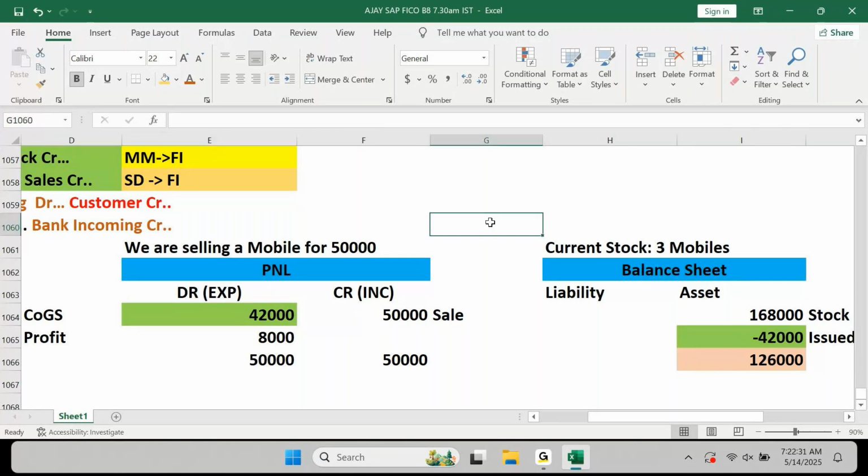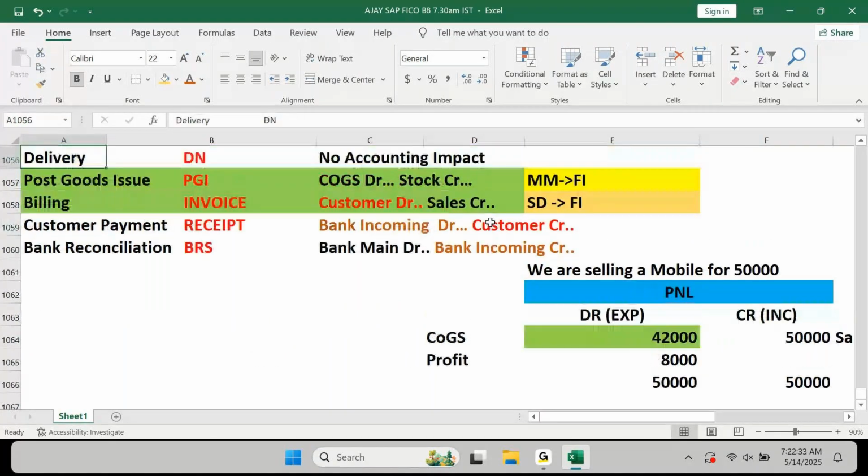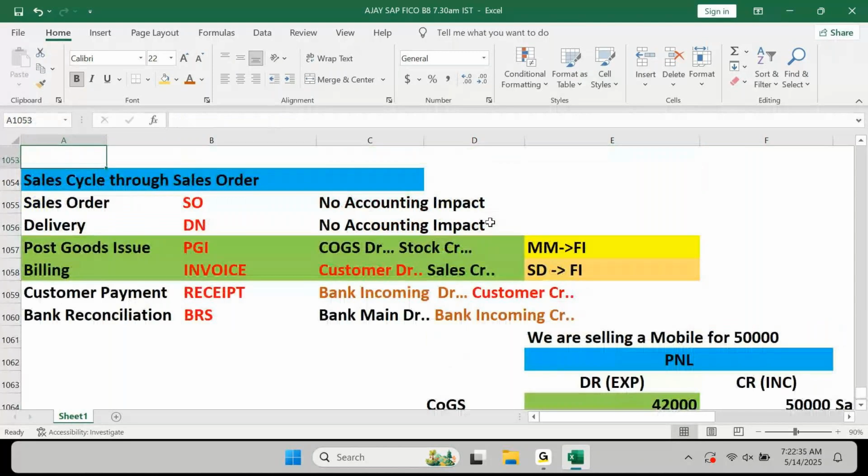Right? This is basically your sales cycle. We discussed purchases from the logistics point of view and the FI integration. Now we are talking about sales, again from the logistics point of view, SD point of view, and FI integration. How sales are happening, how purchases are happening. Is this clear now? At least a basic idea you got?